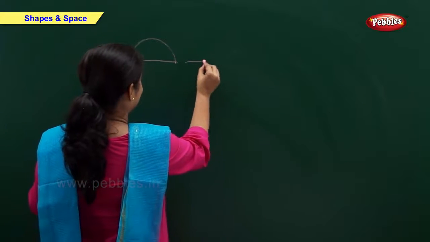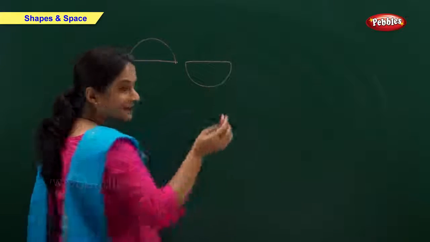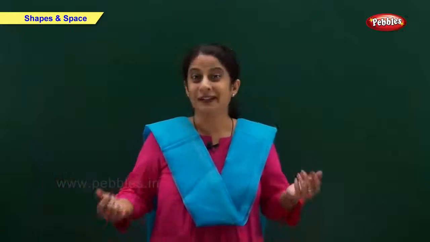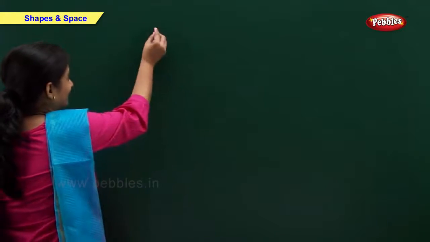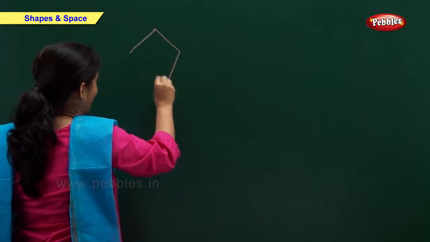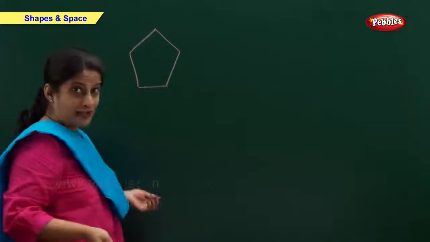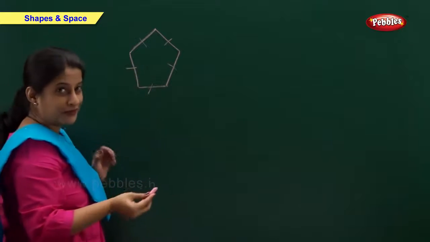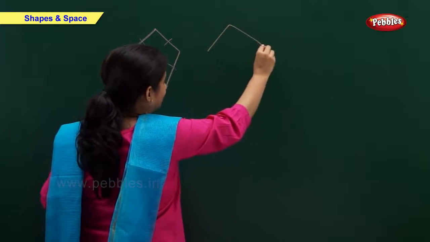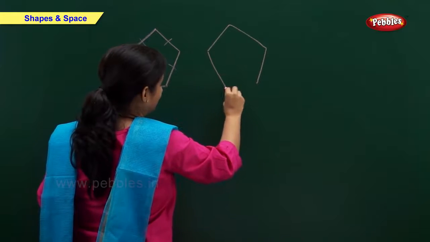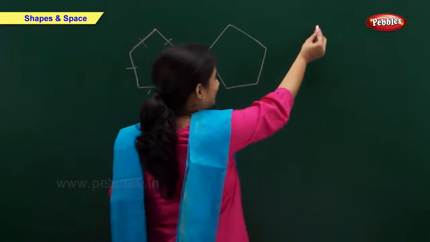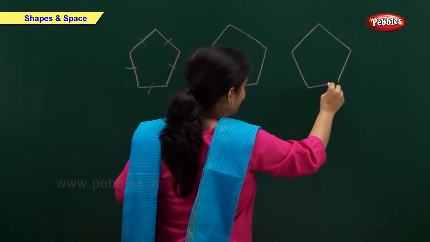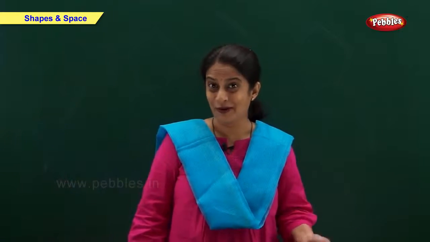Semicircle. Now let us draw a pentagon. A pentagon has 5 sides. 1, 2, 3, 4, 5. Pentagon. Now let us draw a hexagon.